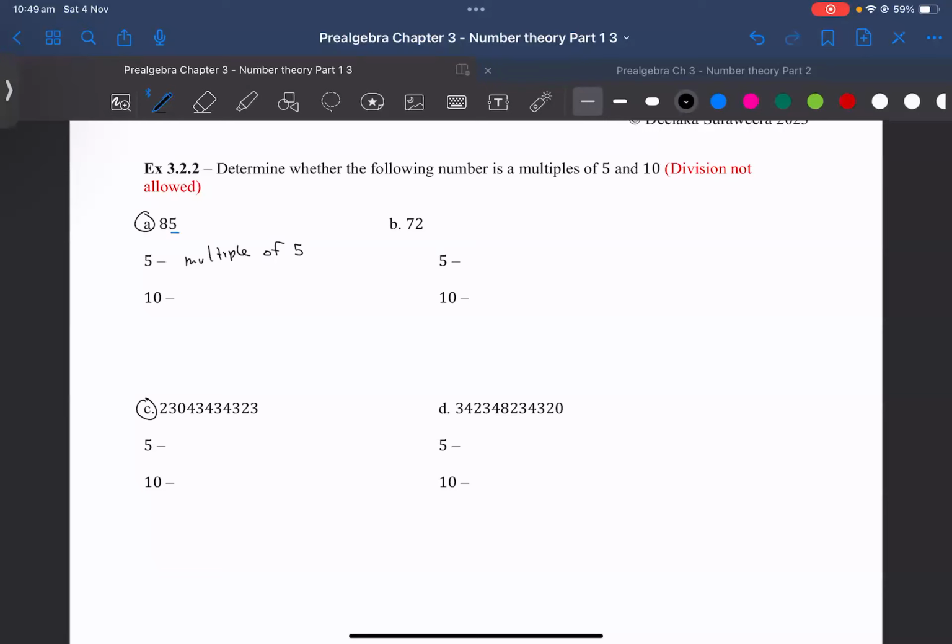But for 10, the answer is no. Actually, sorry, yes. 10, the answer is no, because the last digit is 5 and not 0. So for 10, it's not divisible. So it's yes and no for A.